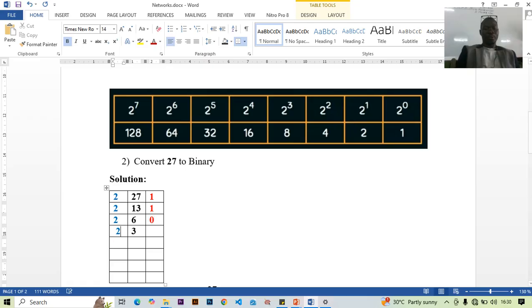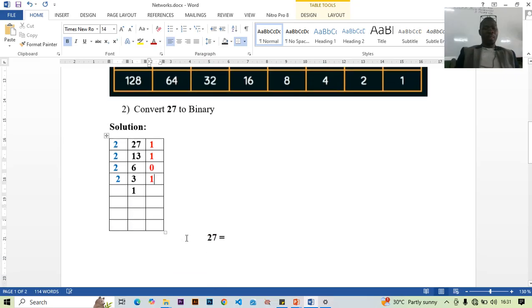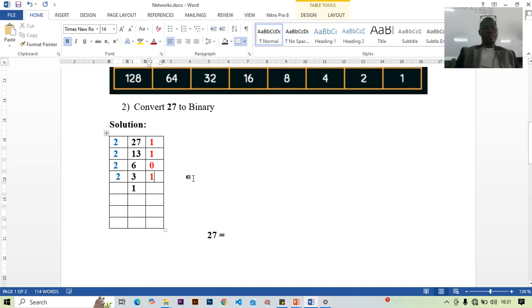We divide again by 2. 3 divided by 2, we get 1. 1 times 2 is 2, remainder 1. Of course, now we can't divide 1 by 2. So because of this, we are going to write our value from down moving upwards. So in this case, we're going to have these values in this manner.